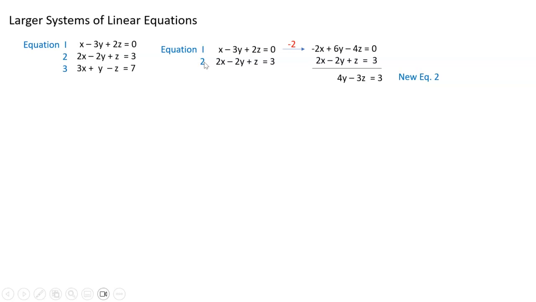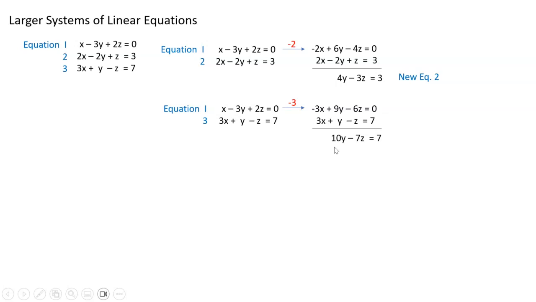Now I'm going to repeat the process, using equations 1 and 3, and also eliminate the x's. Equation 1, I'm going to multiply by -3. -3 times every term gives us -3x plus 9y minus 6z equals 0. Equation number 3, we just slide it over. We combine them, so the x's are eliminated. This gives us 10y minus 7z equals 7. That'll be my new equation number 3.